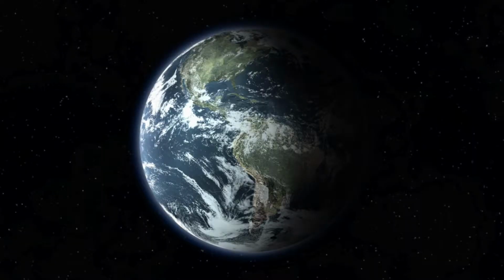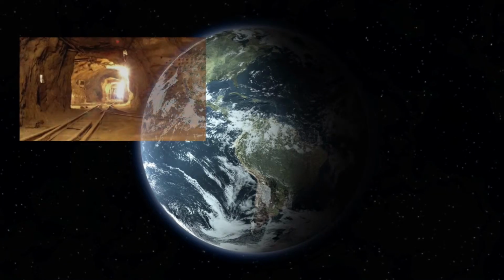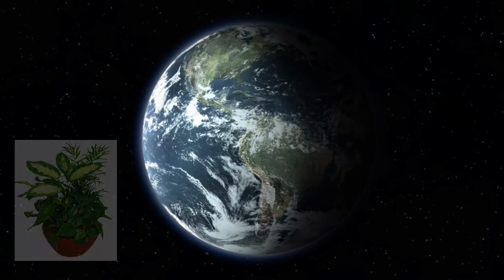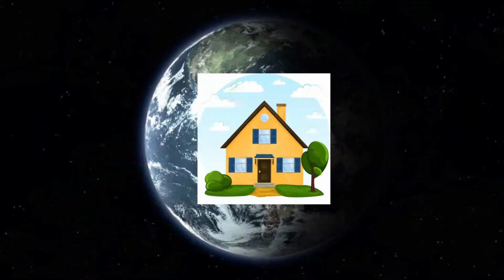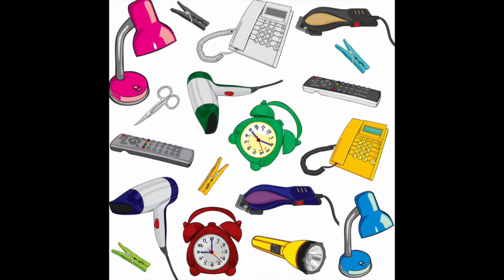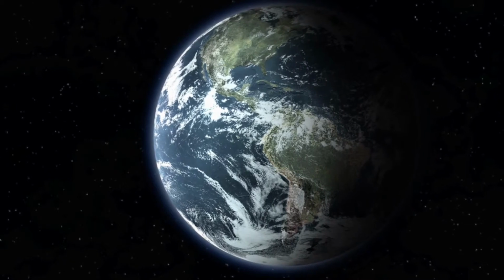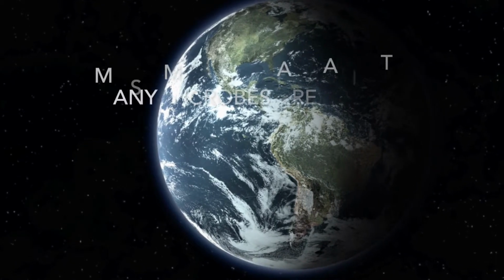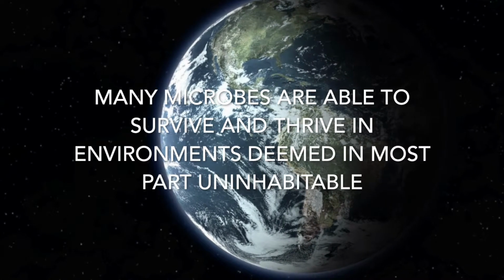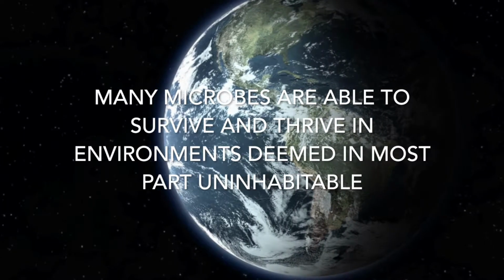There are microbes living almost everywhere on the planet, including deep underground, in the ocean, inside plants and animals, all over our houses, and on many everyday items such as phones, computers, and ATMs. As well as being found in less extreme environments, many microbes are able to live and even thrive in environments where no plants or animals can survive.